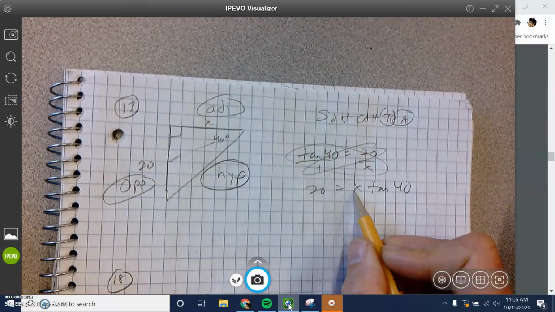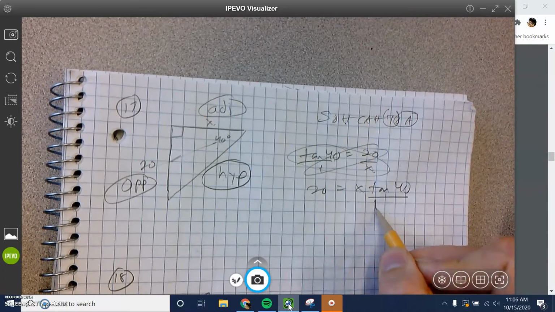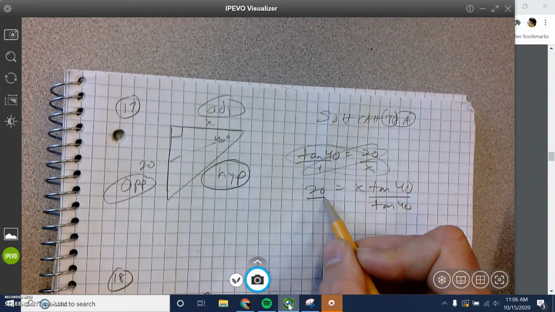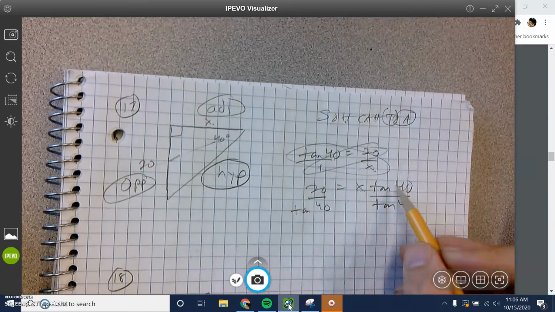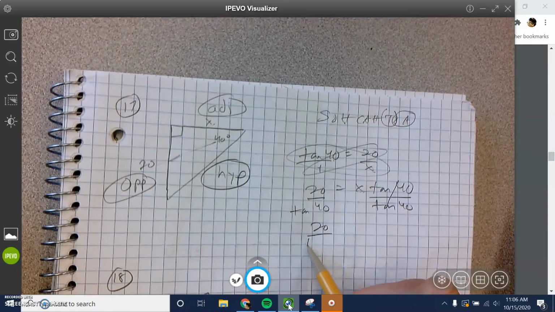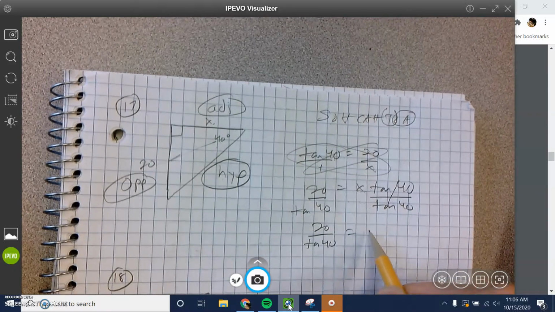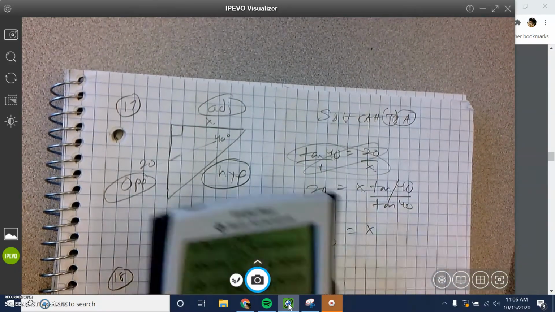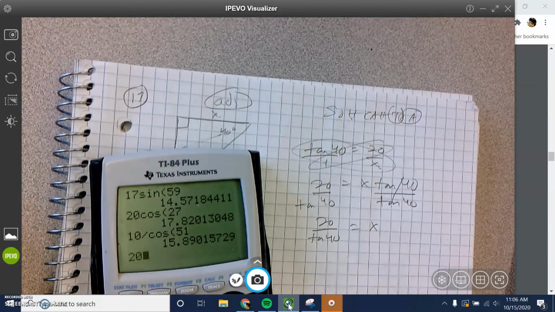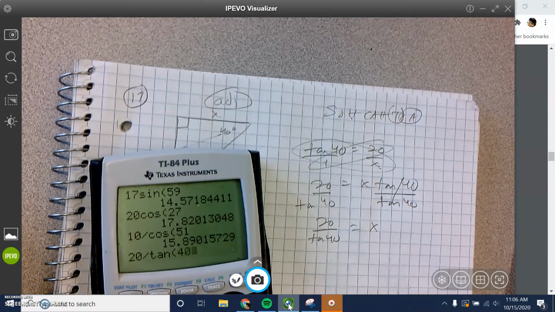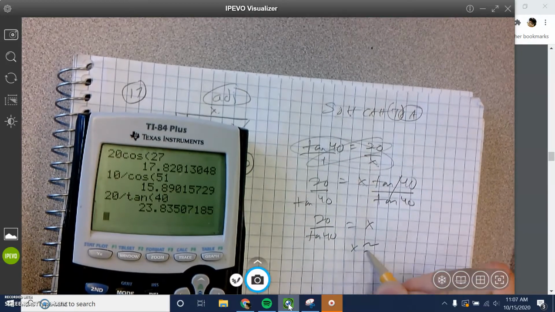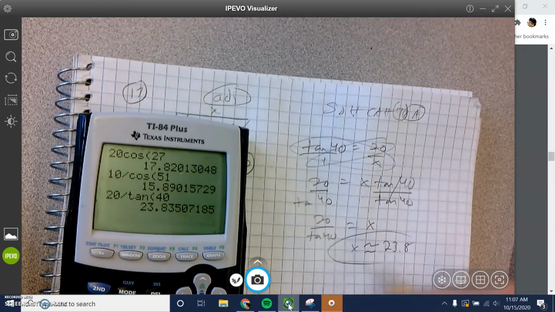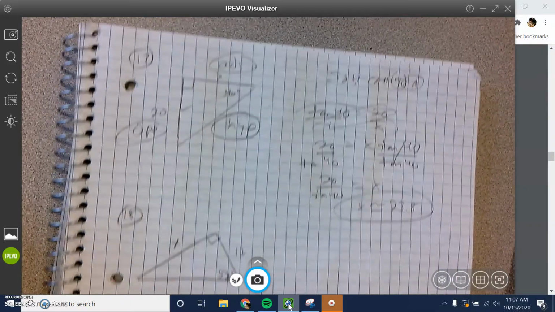There we go. So the opposite of multiplying is dividing. We divide by tangent of 40. So 20 divided by tangent of 40 is x. 20 divided by tangent of 40, and we get about 23.8. There you go. Let's do this one.